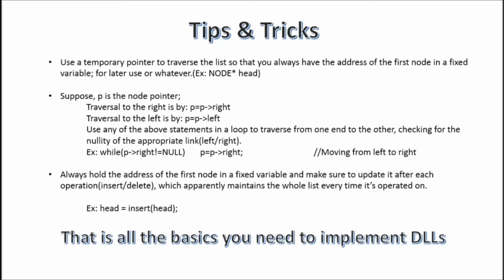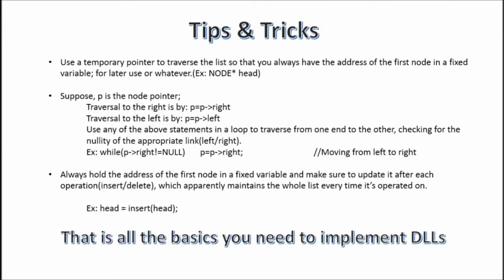So traversal to the left, just observe the first two lines of the second section here. Traversal to the right is by p equals p's right. Traversal to the left is by p equals p's left. So these are the few basic tips and tricks that every data structure or algorithm learner is to remember, just to make things easier. These are all the basic logics that you can remember to write your code faster without much thinking.